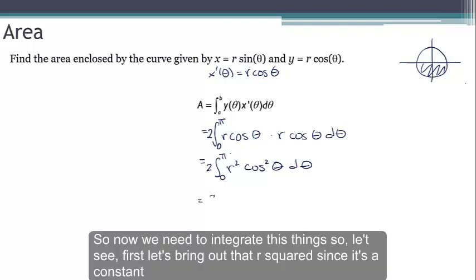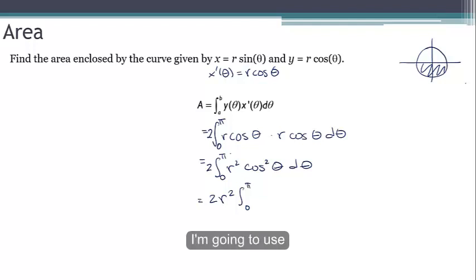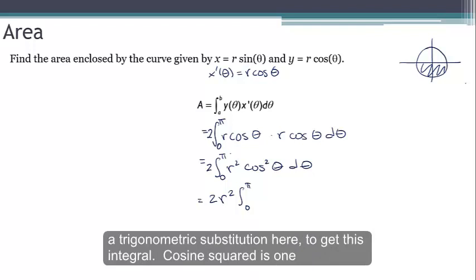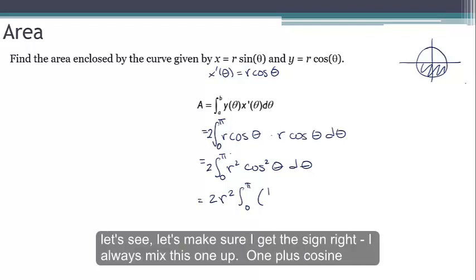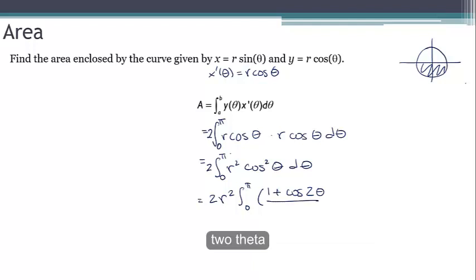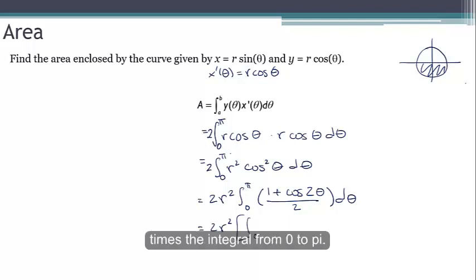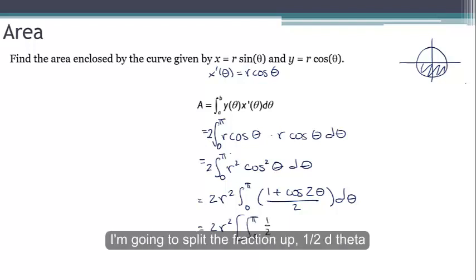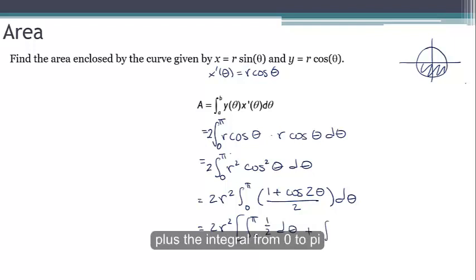All right, so now we need to integrate this thing. First, let's bring out that r squared because it's going to be a constant. And then, how are we going to do this? I'm going to use a trigonometric substitution here. Cosine squared is, let's see, make sure I get the sign right here, I always mix this up, (1 plus cosine 2 theta) over 2, d theta. Okay, and this we can do. This is 2r squared, integral from 0 to pi. I'm going to split the fraction up: the integral of 1/2 d theta plus the integral from 0 to pi of cosine 2 theta d theta. Don't forget those d thetas there.